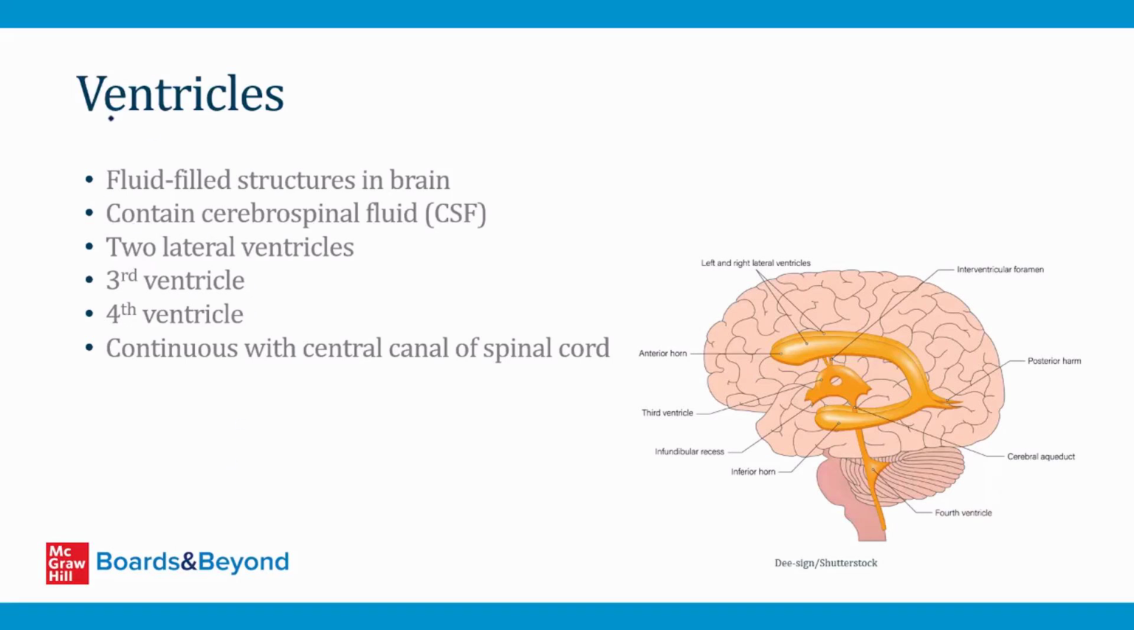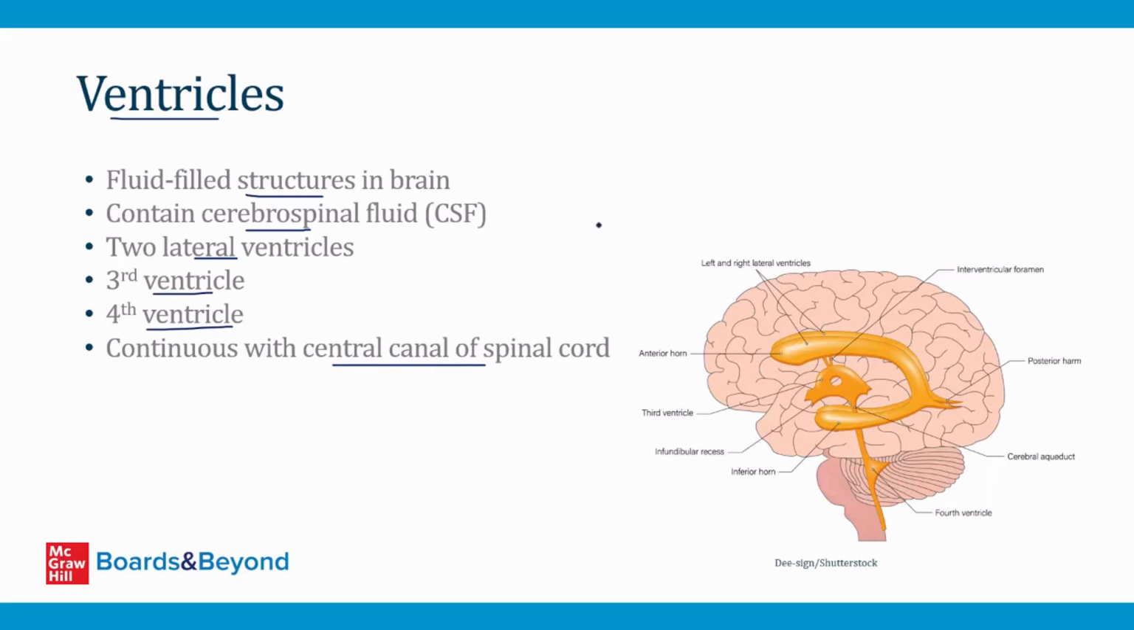So let's start by talking about the ventricles, which are fluid-filled structures or fluid-filled chambers in the brain. And the fluid that they're filled with is the cerebrospinal fluid. There are 4 ventricles in the human brain: 2 lateral ventricles, and then one called a third ventricle and another called the fourth ventricle. And the ventricles can all communicate with one another, and they are also continuous with the central canal of the spinal cord, where you can find cerebrospinal fluid.